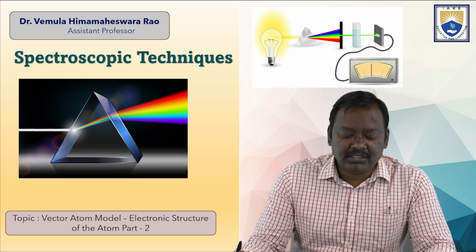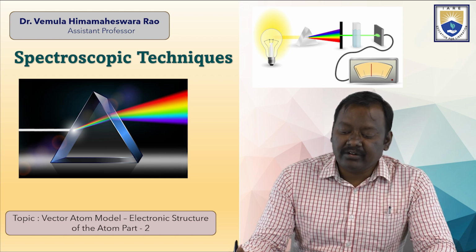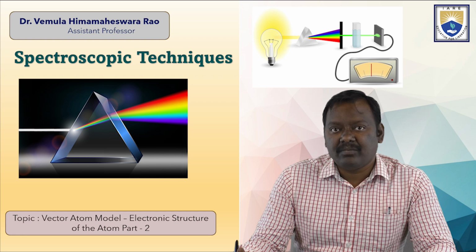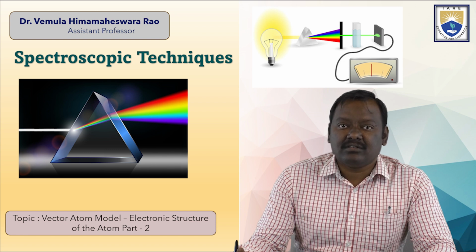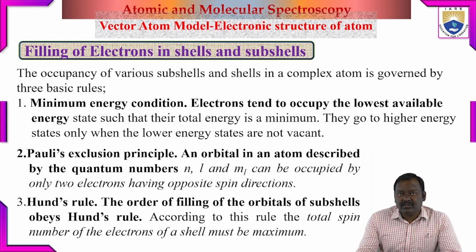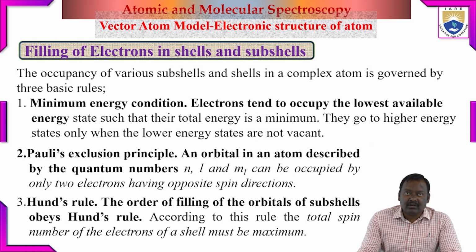Today we are going to discuss vector atom model, electronic structure of the atom. It is part 2, a continuation of the earlier lecture. In our earlier lecture, we discussed the different rules defined by the vector atom model for filling of electrons in different orbitals inside an atom. Here we discuss some more rules followed by the vector atom model.